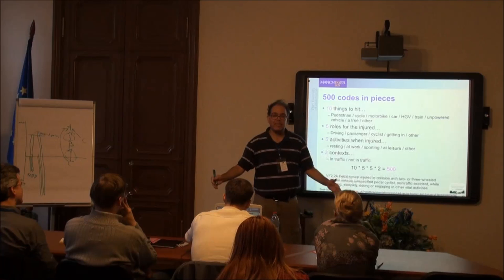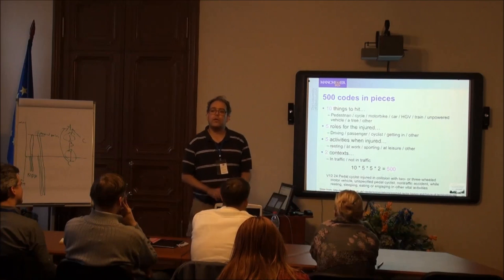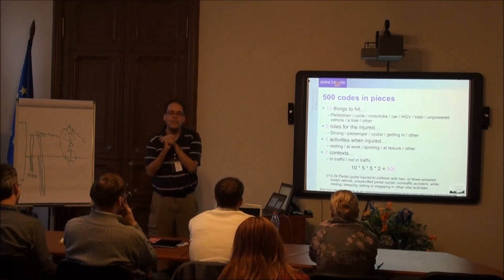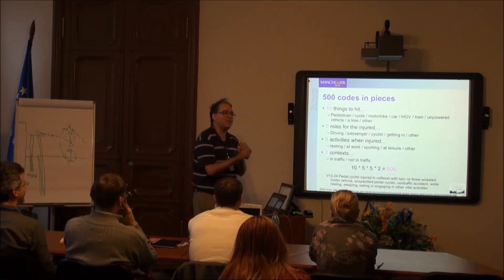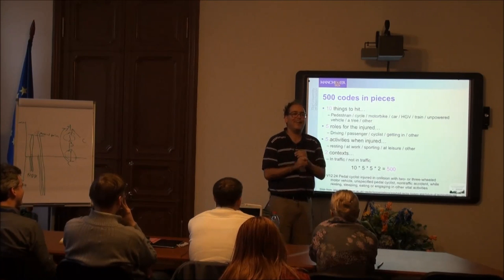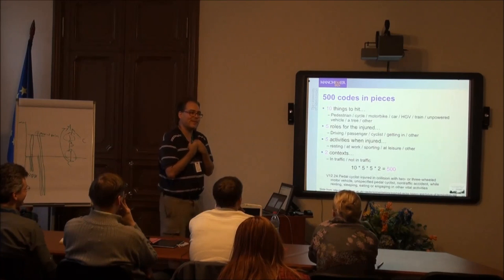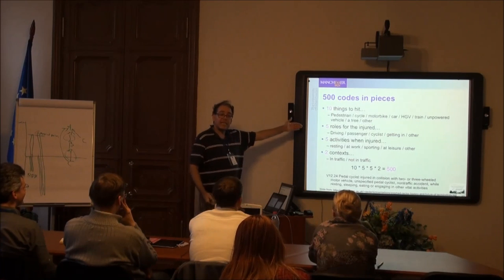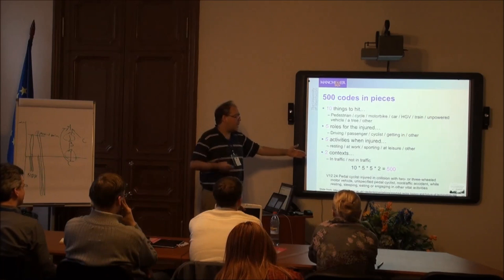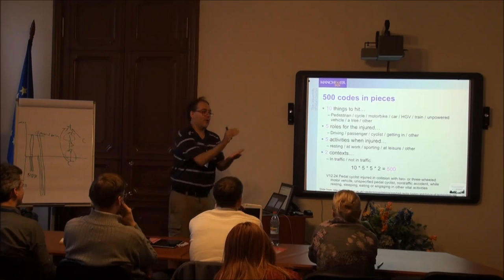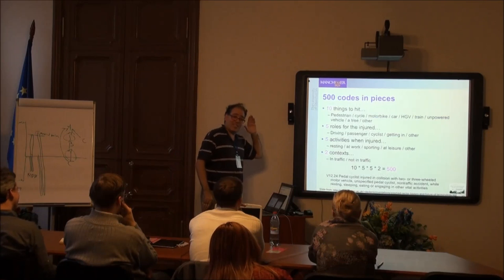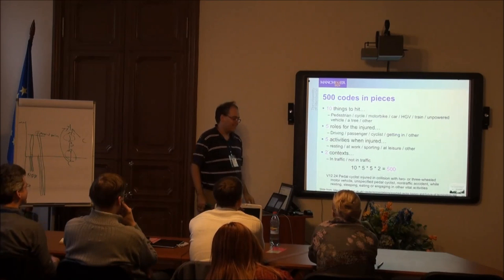Whereas here, are these all the things to hit that we want? What about squirrels? I really want to know about the mortality of squirrels due to bicycles running over them. I'm a squirrel-studying person. Well, I can make a case to add squirrels. Instead of adding another 500 for all the squirrel versions, I can say, let's just add squirrel as something to hit.